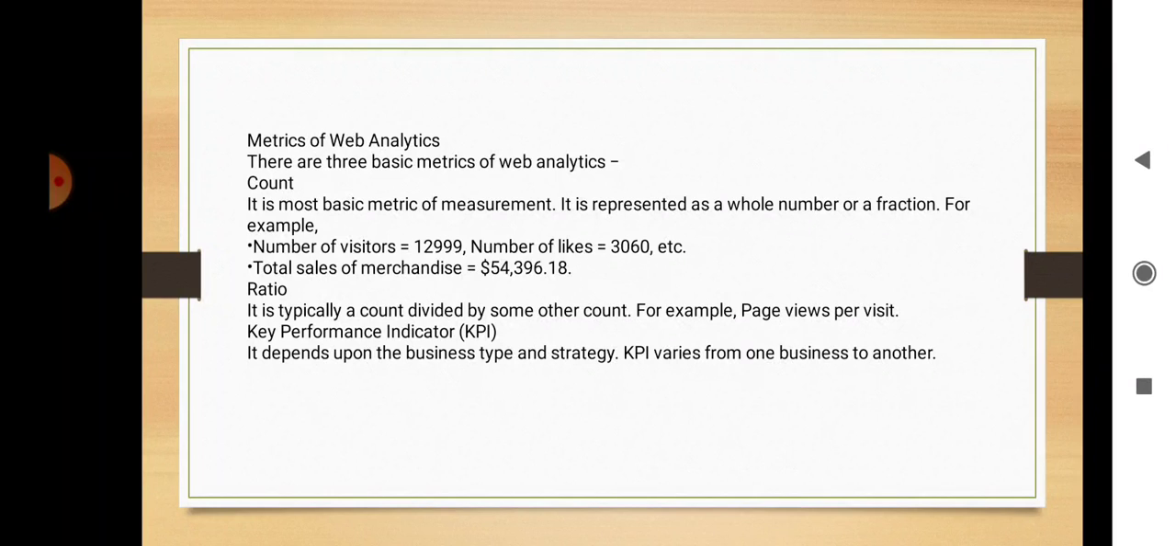Then second is ratio. It is typically a count divided by some other count. For example, page views per visit. And third is key performance indicator, that means KPI. It depends upon the business type and strategy. KPI varies from one business to another.